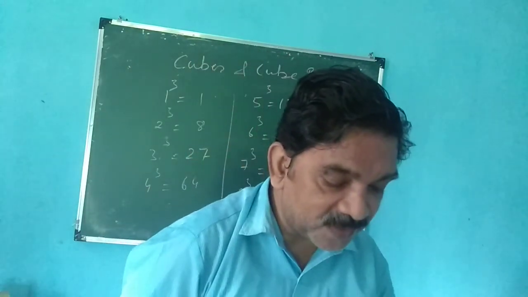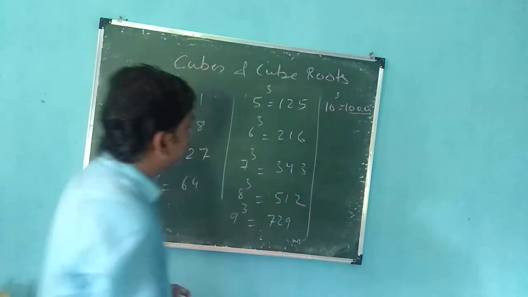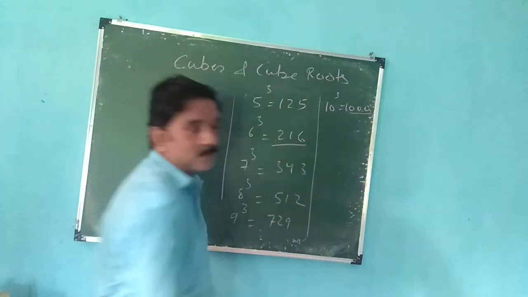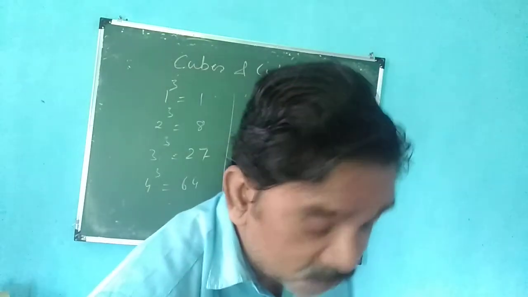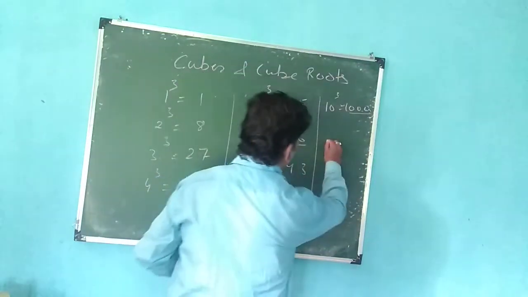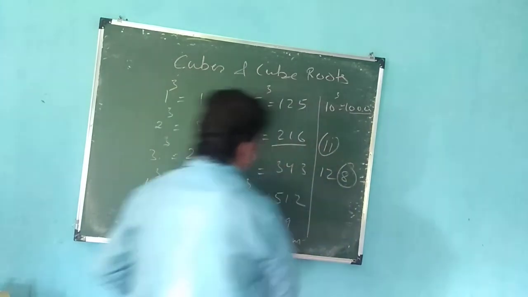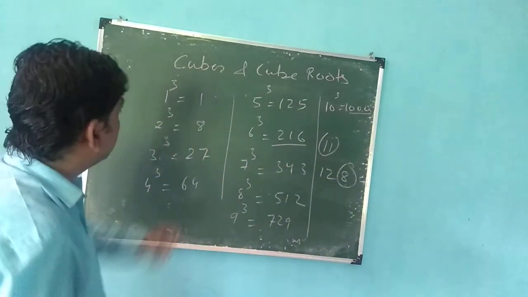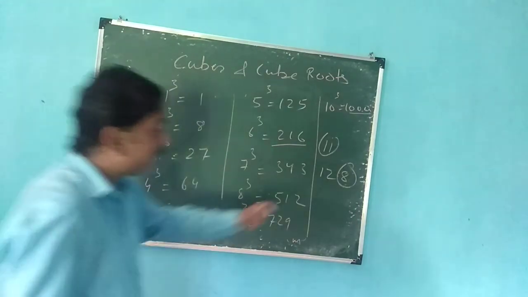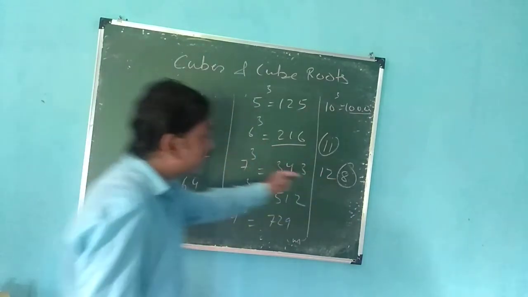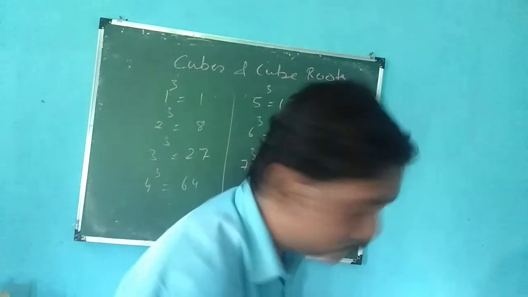Now for example, the very first part, 216. We can easily say that it's a cube number. 216 is a cube number. Now the second part is 128. What is the unit place? The unit place is 8. Here 8 is there, but is it a cube? Is it a perfect cube? Let us find it out.